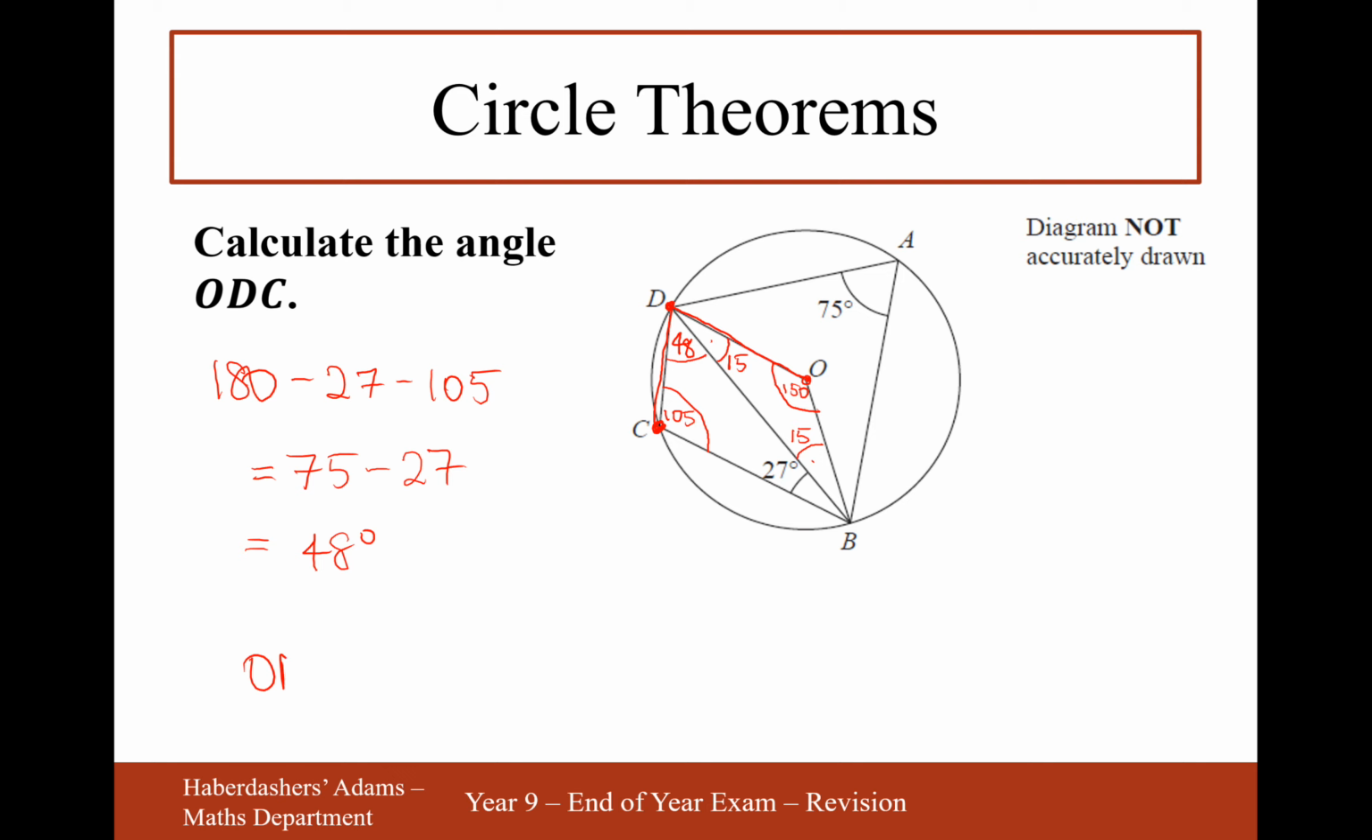So the total answer to this question is 48 plus 15. So add the 5 on first, that will get us to 53. So that would be 63 degrees as the answer to ODC.